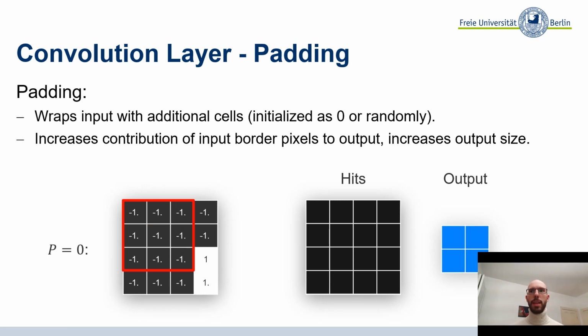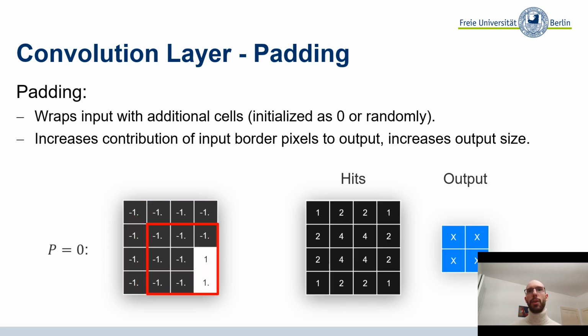Okay, so what's with the padding? The idea of padding is that we wrap additional cells around our input image, which can be initialized as 0 or with random numbers. The idea is that they increase the contribution of input border pixels to the output because they increase the output size. So this is what a normal convolution would look like with a padding of 0. And this is the number of times that each pixel gets touched by that sliding sub window as we compute the output.